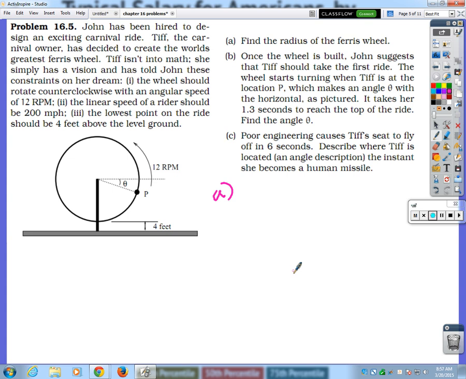All right. So what's the formula that we have that has radius in it that we can use to do that? We could use the area formula that we did in the last thing, but she hasn't told us anything about the area. What do you say? V equals r omega. Do we know the velocity of the wheel? Yes, 200 miles per hour. Do we know the angular velocity? Okay, good.